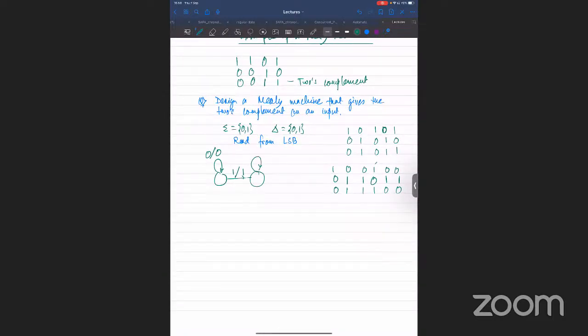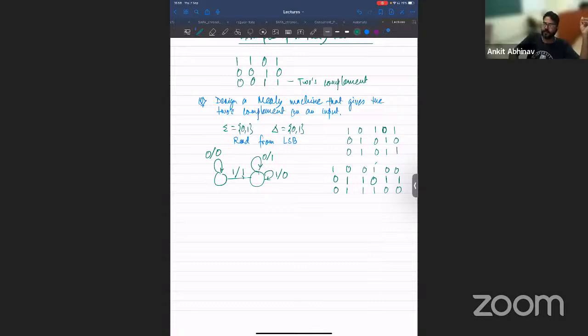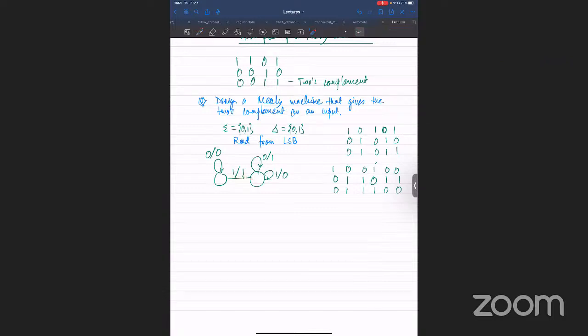Here, if you get a 0, you output 1. If you get a 1, you output 0. So you have to remember the first one. Clear? So this is the 2's complement. Clear, Ankit? Yes, it's clear. Good. You just have to look at the first one, and then this first one takes you to another state where you start getting different kinds of outputs.